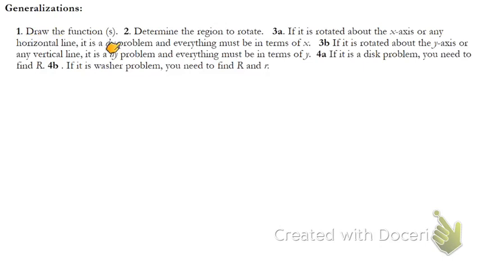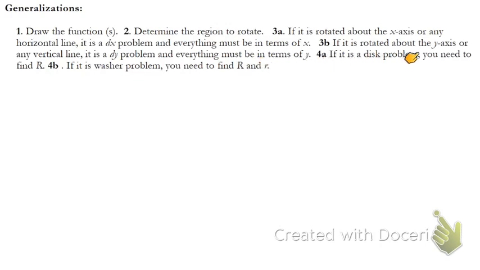Number 1, draw the function. 2, find the region that we're going to rotate. So far, we've only done one example, so it's been the same region every single time, but we're going to look at some more regions and see how it changes what happens. 3, if it's rotated about the x-axis or a horizontal line, then everything should be in terms of x. And 3b, if it's rotated around the y-axis or any other vertical line, everything should be in terms of y, including the limits of integration, the functions, and the integral.